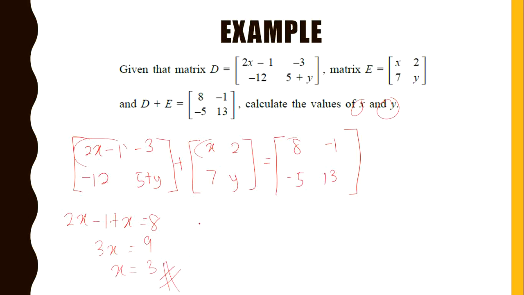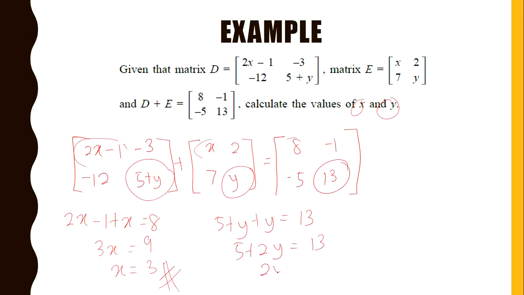Okay, so for y, tengok y kat sini. Tambah pasangan dia ataupun dia punya partner, lepas tu samakan dengan dia punya jawapan. 5 plus y equals to 13. So, 5 plus 2y equals to 13. 2y equals to 8. Y will be 4. Okay. Kena kenal pasangan dia. Pasangan dia ikut kedudukan elemen sahaja.